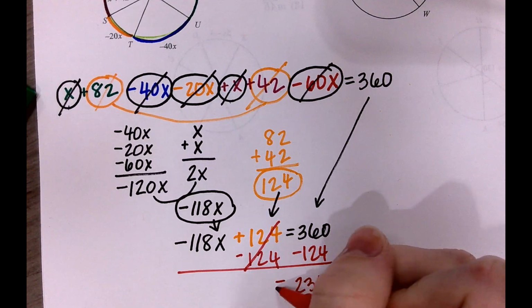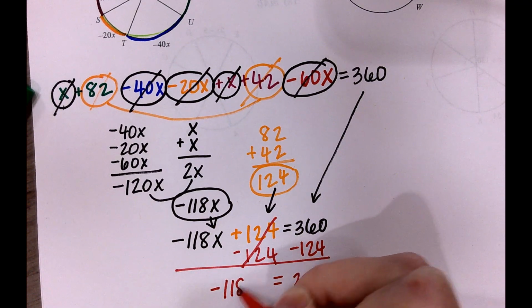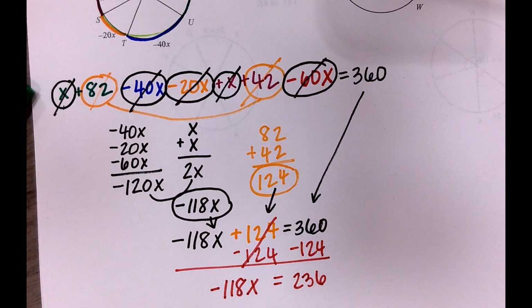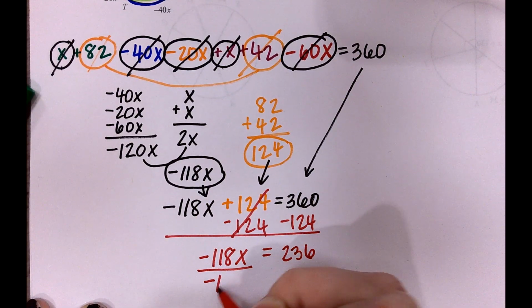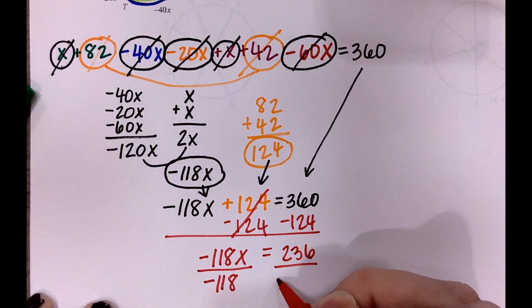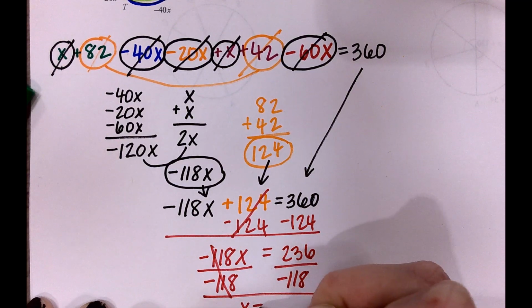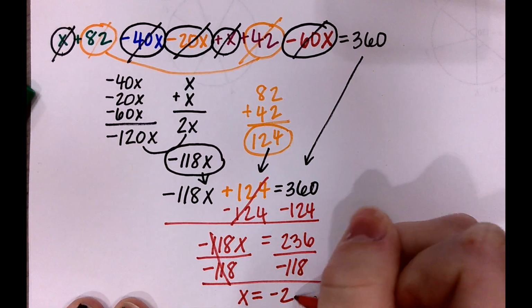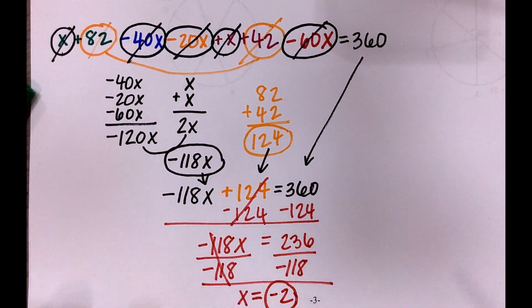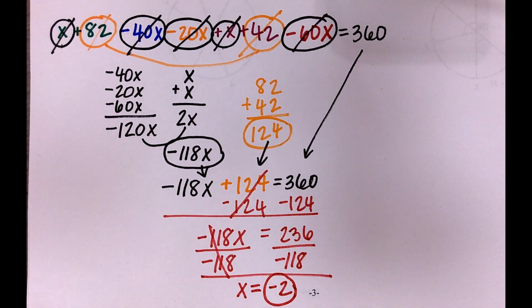236 equals negative 118x. And divide by negative 118. Then x equals negative 2. And then you plug that into your original first equation.